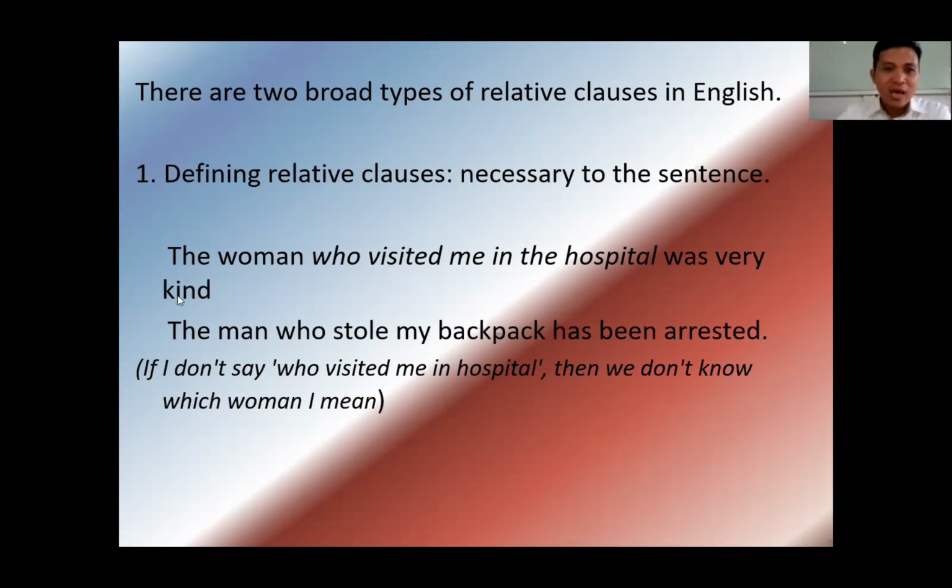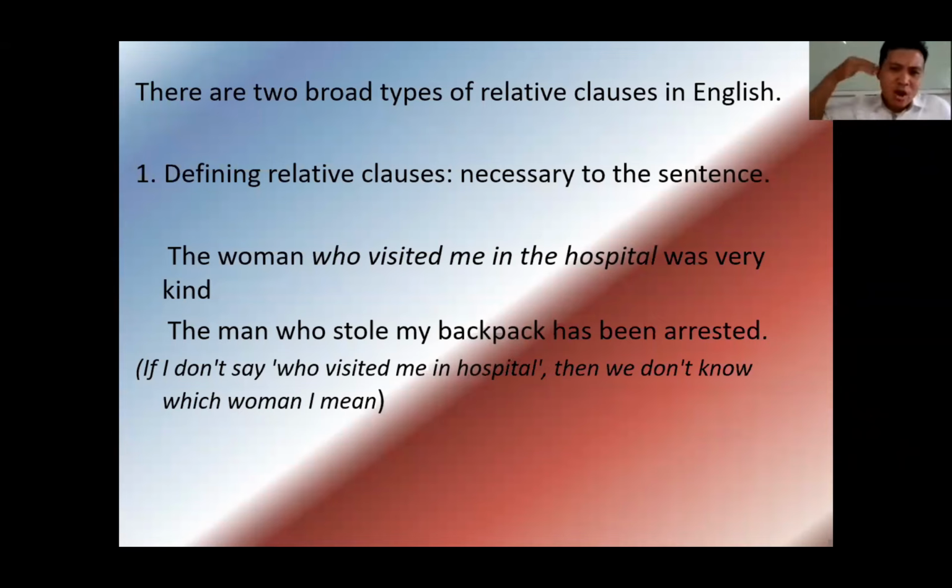The example is, the woman who visited me in the hospital was very kind. The relative clause here is very important. We cannot remove it, we cannot drop it, because we would be wondering: the woman was very kind. We don't know which woman. The woman who visited me in the hospital.